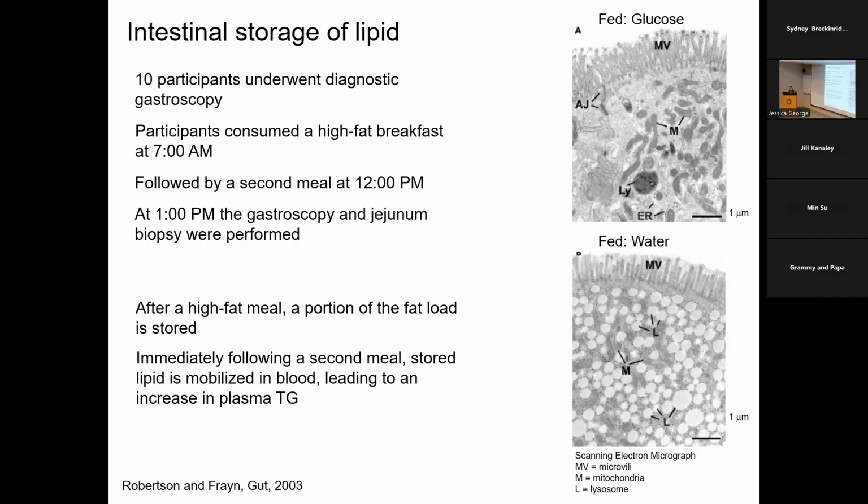Without consuming the glucose, breakfast is stored in the intestine, and we can see the large lipid droplets in the enterocyte, suggesting that following a high-fat meal, a portion of the fat load is stored in the intestine. Participants who consumed glucose did not have as much stored lipid, which suggests that immediately following a second meal, stored lipid is mobilized in blood to prepare for the incoming meal, and this results in a rapid increase in plasma TG. We call this the second meal effect.